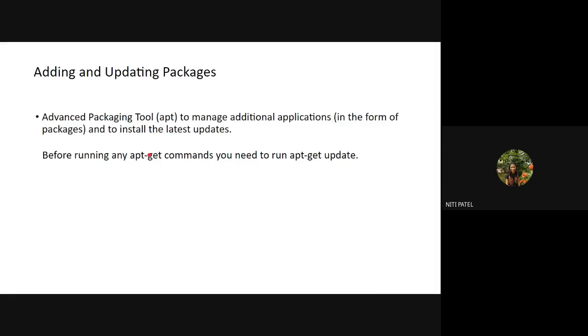Which means I am installing everything which is latest inside my system. To install everything which is latest, you first have to run the update and then install that particular application. So by using this update, you get to know which is the updated version.